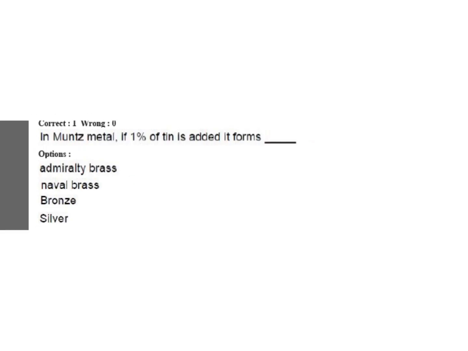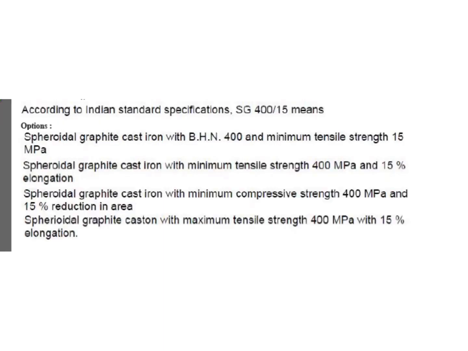In Muntz metal, if 1% of tin is added, it forms naval brass. Copper 59% plus zinc 40% plus Sn 1%. When Sn 1% is added, it becomes naval brass. This is our answer. The same question was asked in Vizag Steel MT examination also. So this is very important.